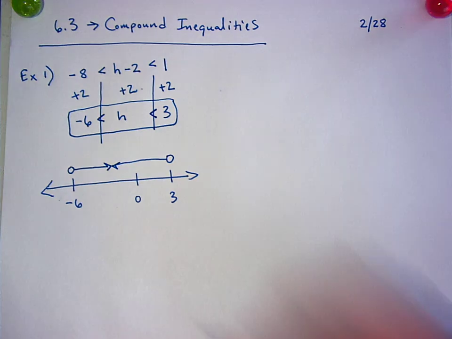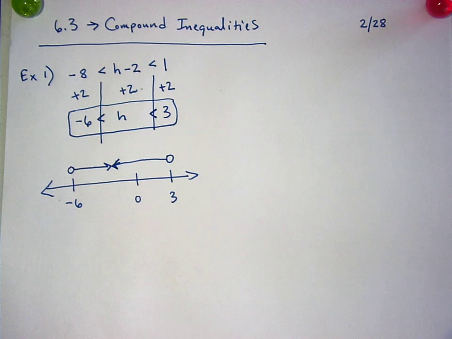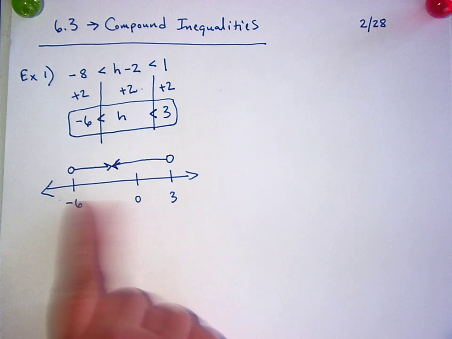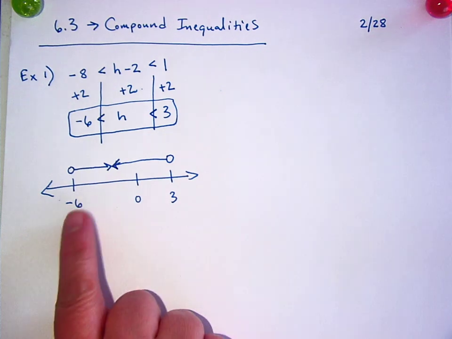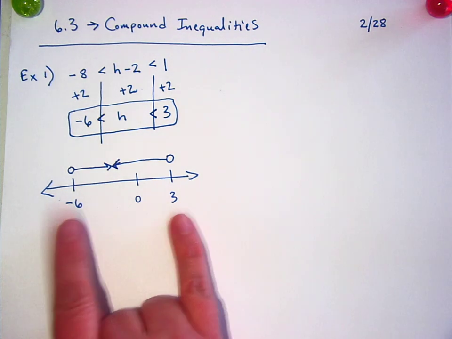So what would be an answer to this problem then? What's an answer to this problem? Give me a number. Go ahead. -2. You see how -2 is in here? So -2 is in between -6 and 3. So -2 is a possible answer.